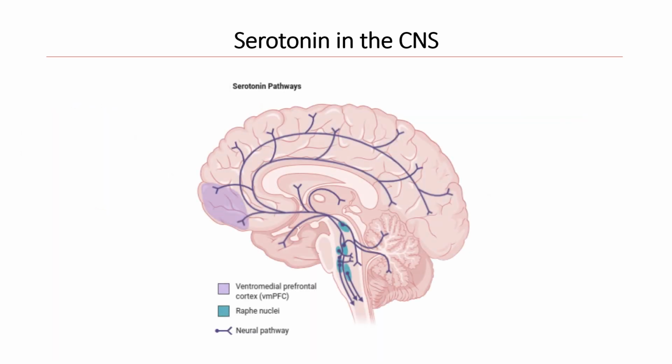Serotonin neurons are primarily found in the brainstem in clusters of neurons called the raphe nuclei. Serotonin neurons from the raphe nuclei project throughout the brainstem and brain and provide serotonin to the rest of the central nervous system. Neurons that use serotonin are involved in functions including sleep, memory, appetite, and mood.